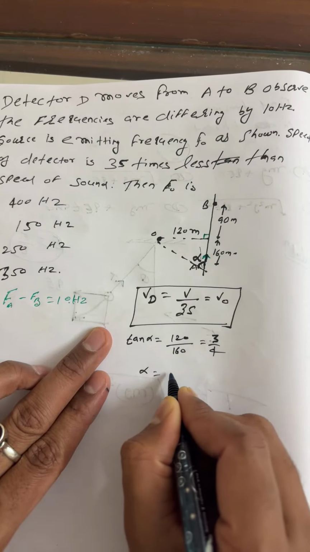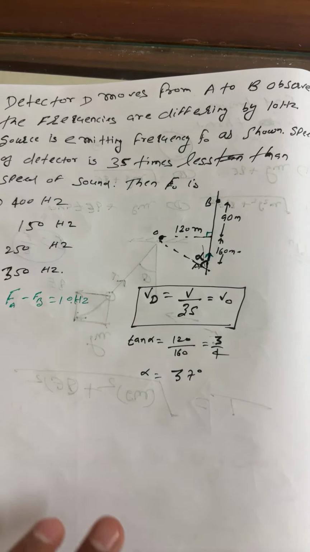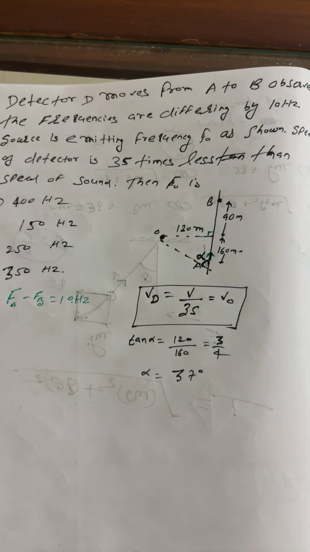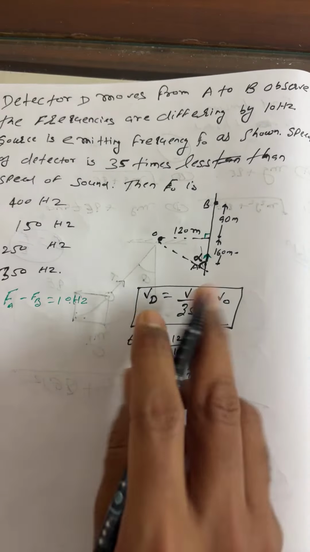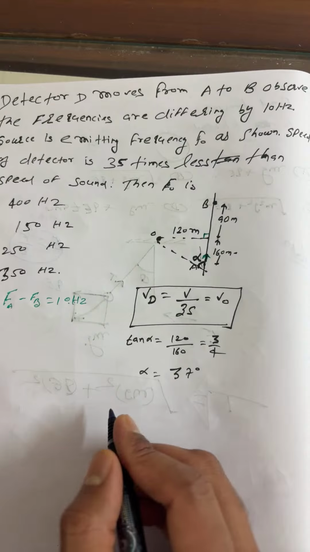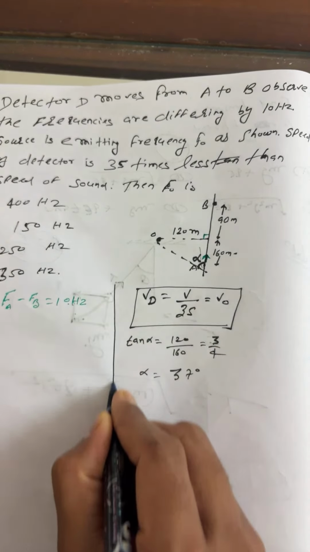So alpha is 37 degrees. Now students, I'm writing the expression of the frequency of A only. For the frequency here, I'll use the frequency of A.